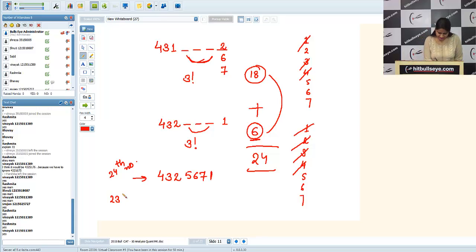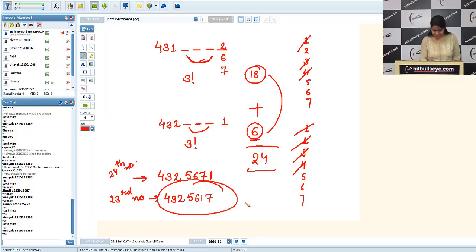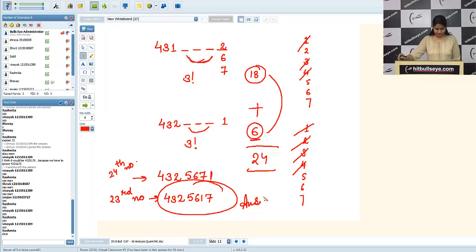And the 23rd number will be the number before this number. It will be 4, 3, 2, 5, 6, 1, 7. This will be the answer in this case. Clear, guys? Is it okay? Vinayak, Rashmita, Srujan. It was a lengthy sum.